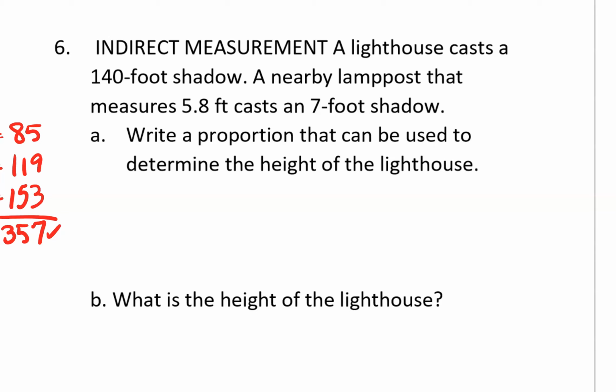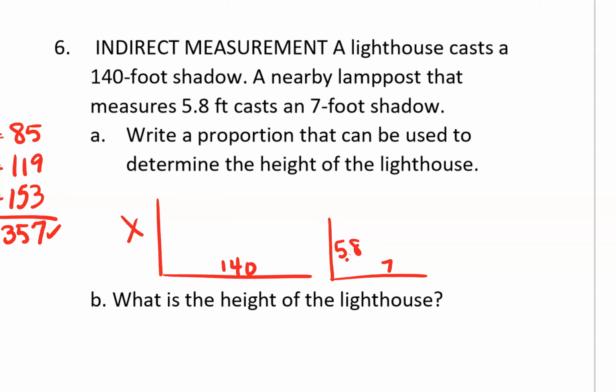All right, so here's our shadow problem. So we have a lighthouse and a 140-foot shadow. Lamppost 5.8 feet tall, and a 7-foot shadow. So height of the lighthouse is what we need.